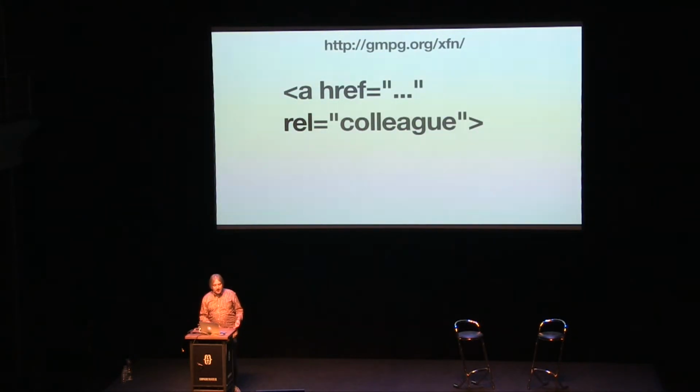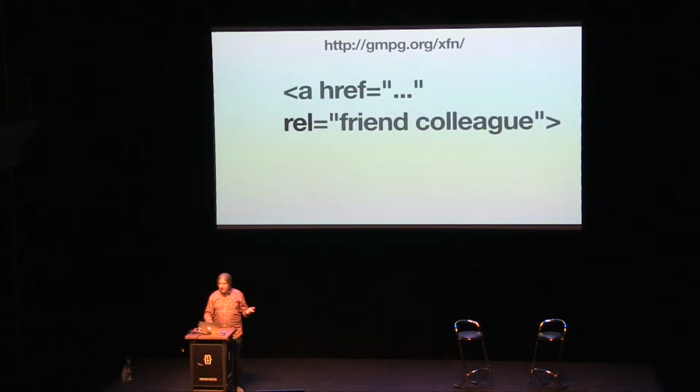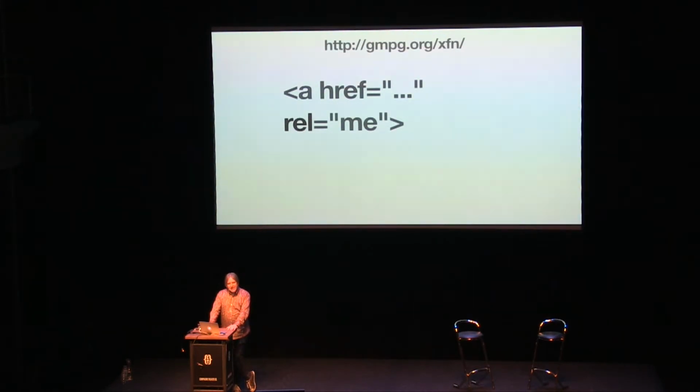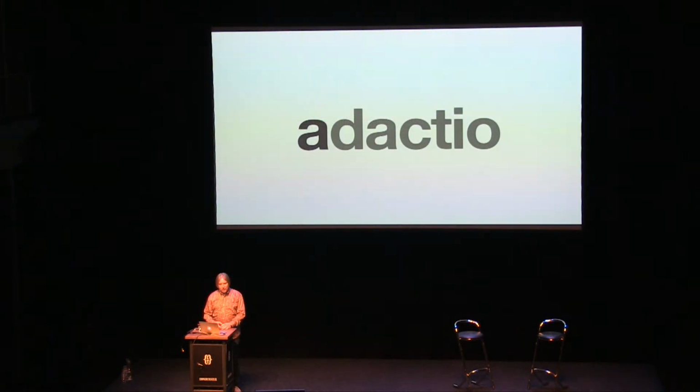Or I can link to a colleague's website and say that they have a relationship of being a colleague to me. And because rel values, like class values, can be space separated, I can combine rel values into one attribute. I can link to somebody and say that they are both a friend and a colleague. I still have XFN values in the sidebar of my blog, but again, it never really took off. Except for one value that at first glance seems to be completely pointless. A rel value of me. The linked resource has a relationship of being me. A is for Adactio.